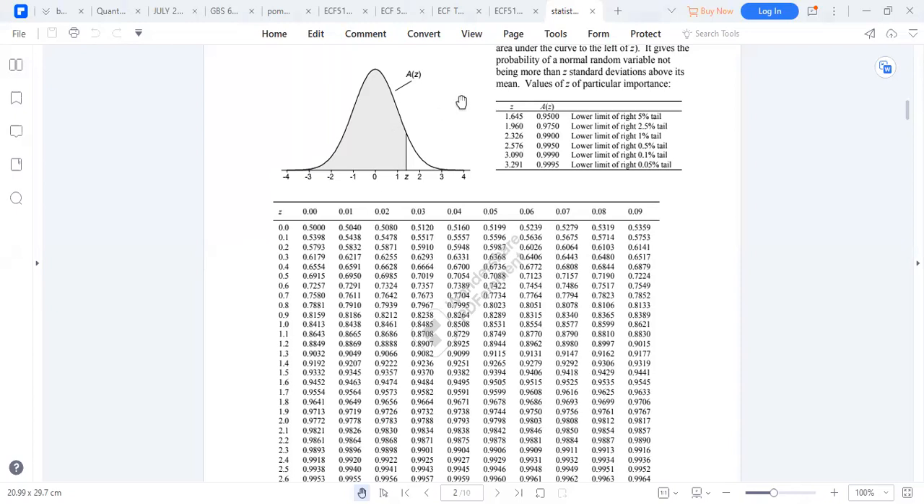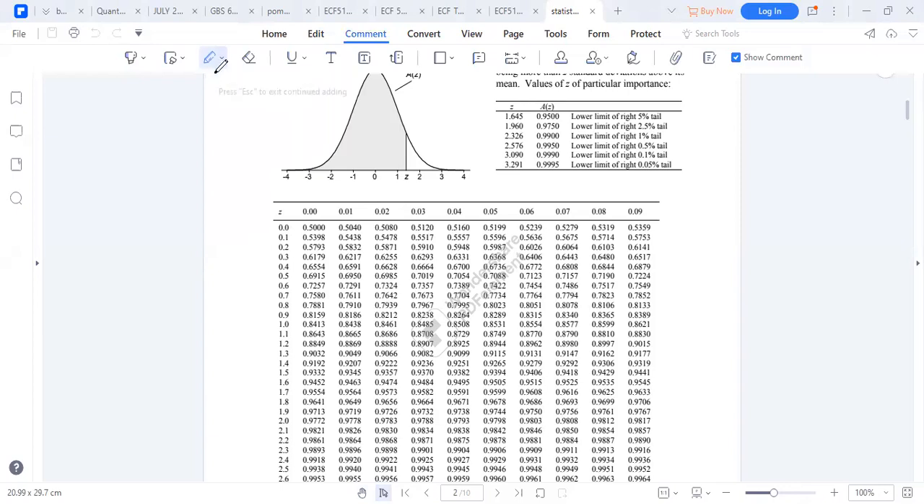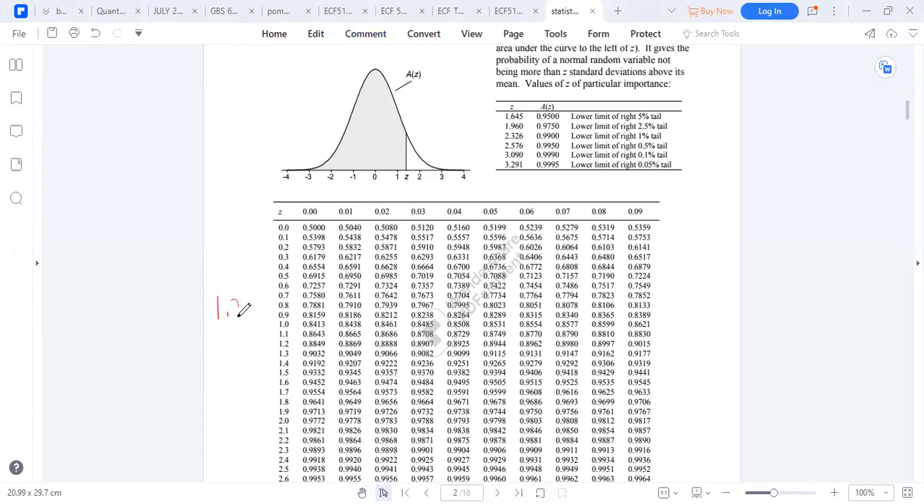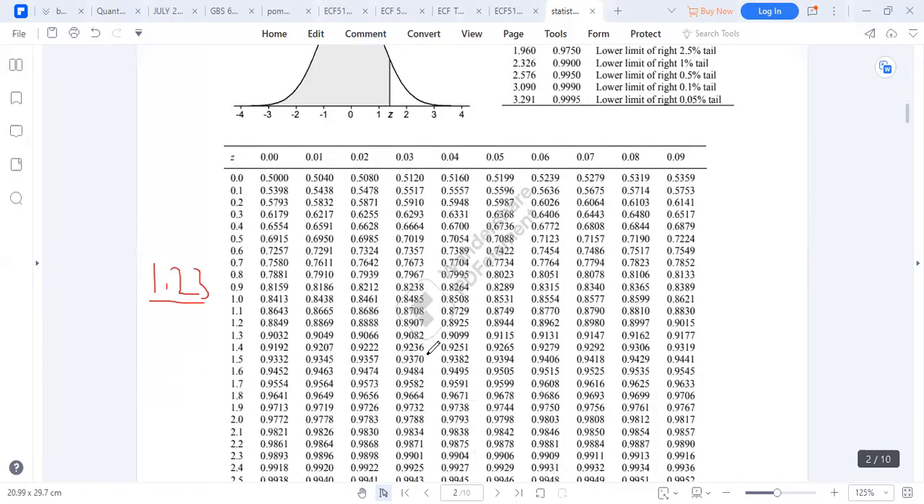If I tell you to give me the reading for 1.23, for instance, the first two digits you get from the horizontal axis. So we go under 1.2, and this is 0.03. We go under 0.03, where they meet. What is the reading? 0.8907. Can somebody help me?